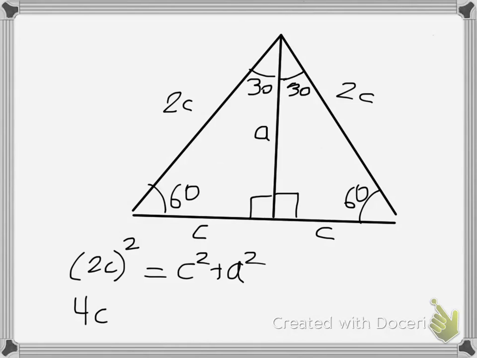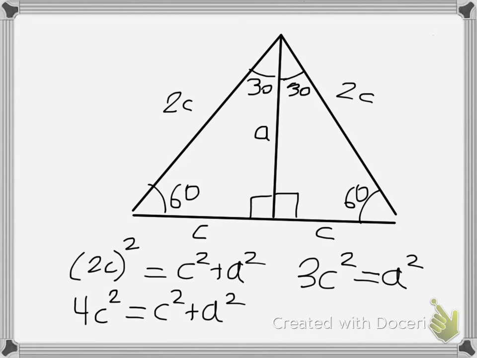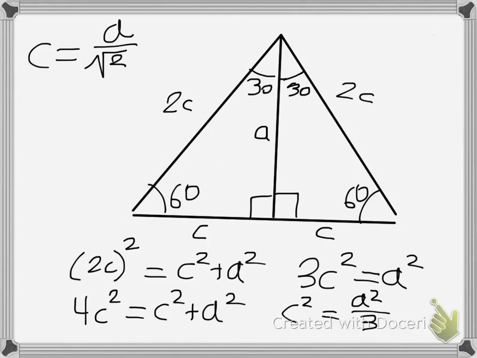Now I'm going to expand this side, so we get 4c squared equals c squared plus a squared, because (2c) squared is 2 squared times c squared, which is 4c squared. Now I'm going to subtract c squared, so I get 3c squared equals a squared. So c squared equals a squared divided by 3, and then taking the square root, c equals a over the square root of 3.